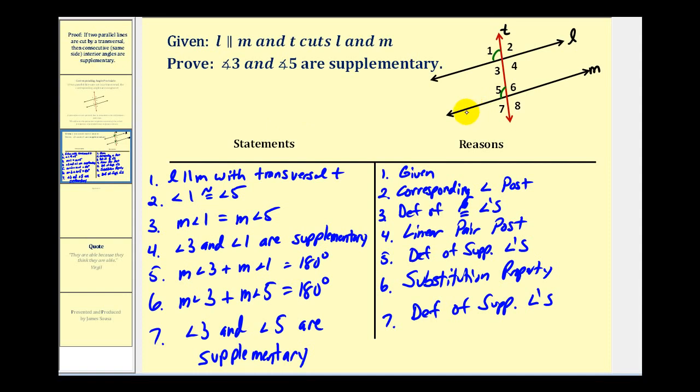Now I do want to point out that since we just proved the theorem about alternate interior angles being congruent, we could have tied in angles 3 and 4 and then used the alternate interior angle theorem to connect angle 4 and angle 5. So there's more than one way to prove that alternate interior angles are supplementary.